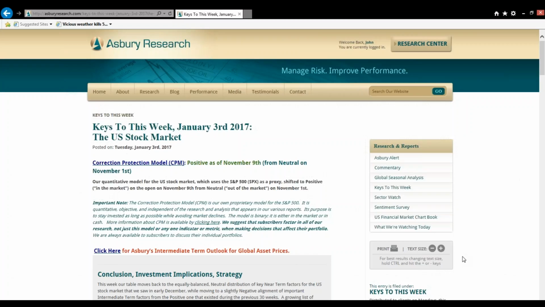I'm here today to give you a preview of our Keys to This Week report for the U.S. stock market. This one is for the week of January 3rd. Keys to the Week comes out every Monday, or whatever the beginning of the week is, and it lists the 10 most important and potentially market-moving charts and data series for the upcoming week, according to the research we do. It includes our near and intermediate term market outlook as well as key buy and sell levels.